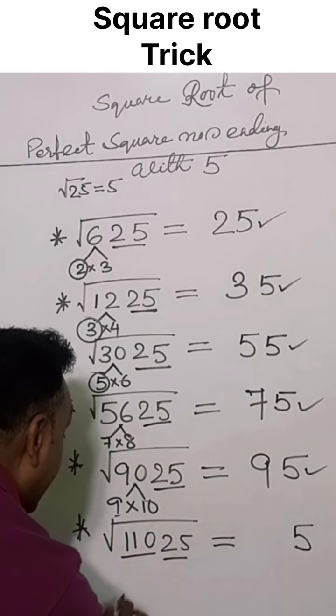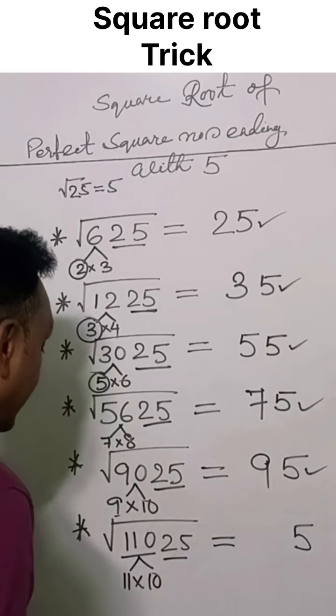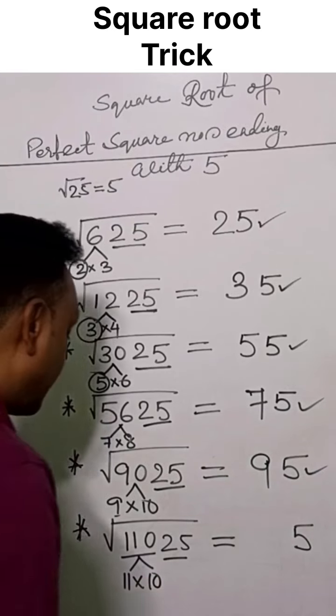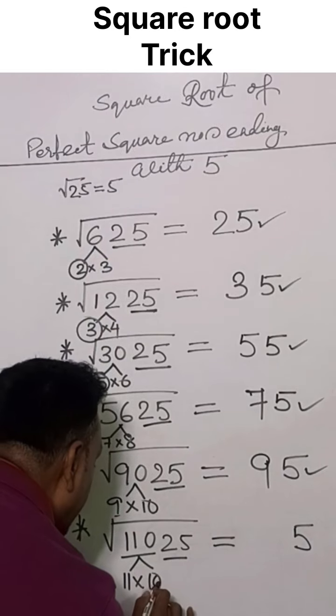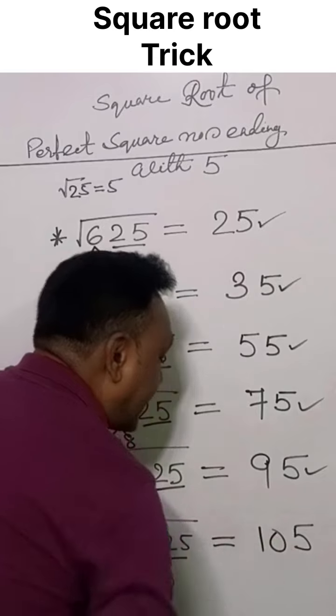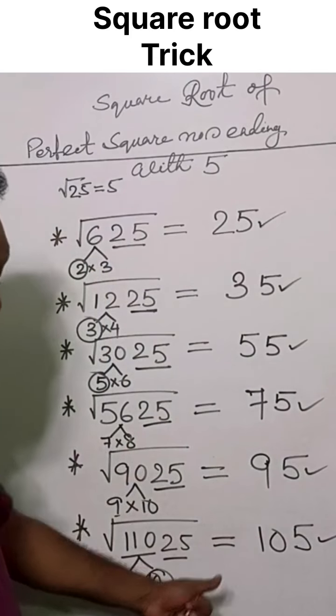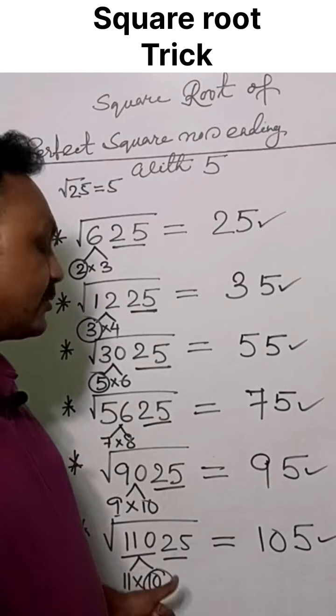And the last one, 25, so directly I will write 5. And for 110, I will take the factors 11 into 10. Their difference is always 1 and the smallest number is 10. So I'll write 105, and this 105 is the square root of 11025.